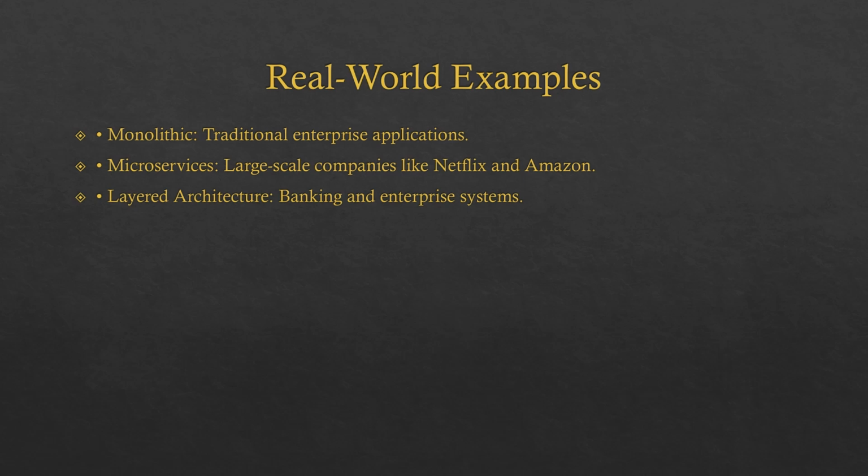Traditional enterprise applications often use monolithic architectures, while companies like Netflix and Amazon leverage microservices for scalability. Layered architecture is common in banking systems and enterprise applications.